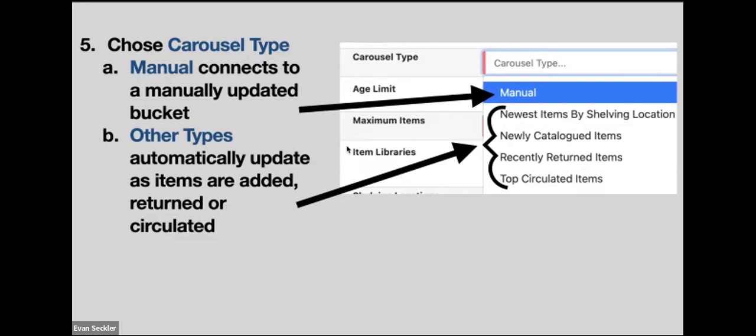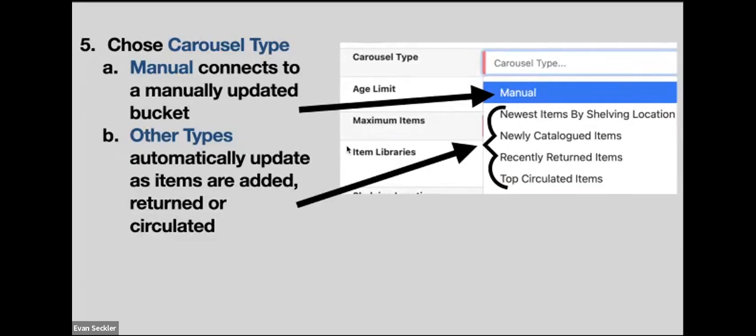And then the next thing you'll do is choose the carousel type. There's two main types. There's a manual one, which you'll have to update yourself with all the items that you want to put in your carousel. Maybe you have a special collection, or depending on the month or week, you've got a special display you want to do for, say, Black History Month, Juneteenth, Martin Luther King Jr. We've had carousels for those types of items.